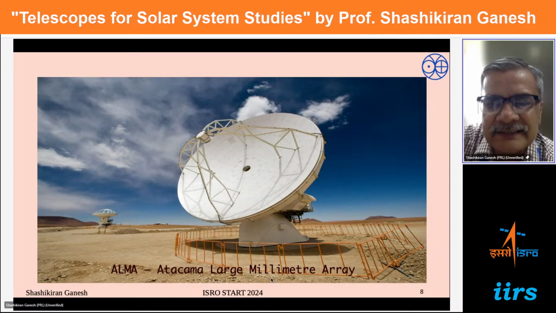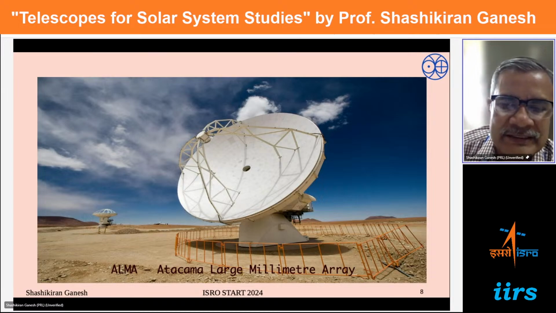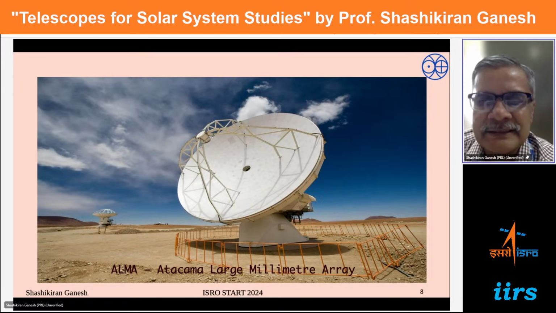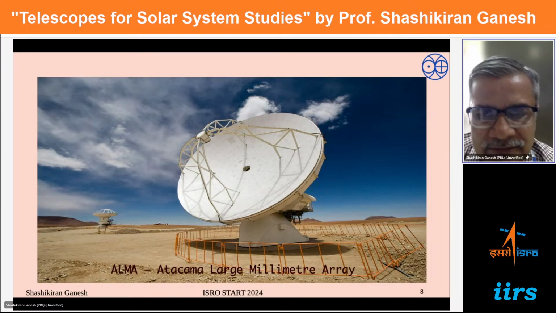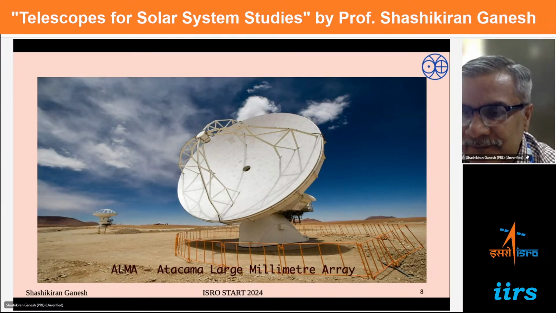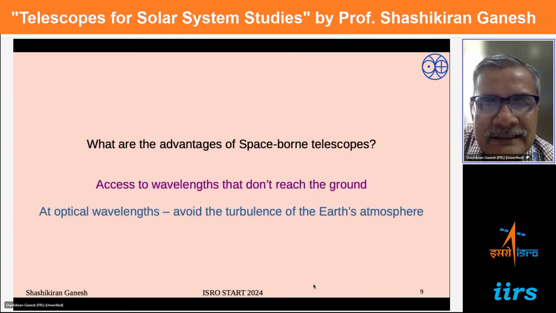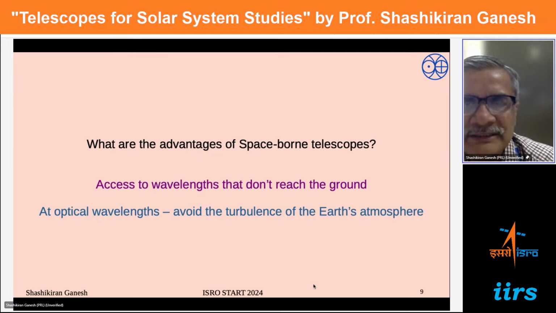wavelengths. Again, this has a very important role in terms of molecular emission detection, and nearly 140 molecules of various complexities have been seen in the interstellar medium and in various objects of the universe, and ALMA is to be thanked for that. Let's now look at what is the advantage of going to space for the other kinds of telescopes.